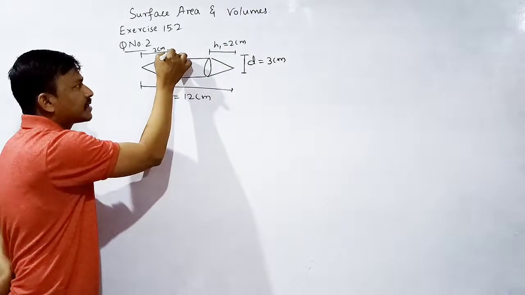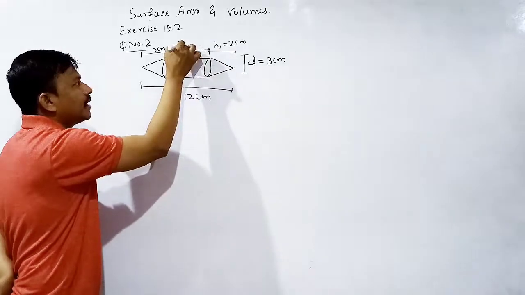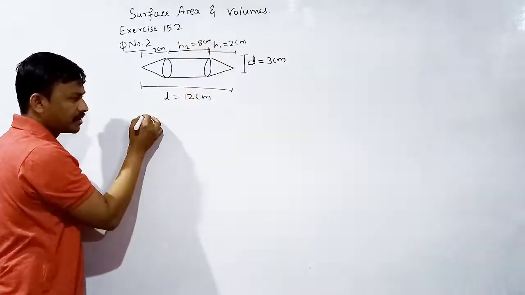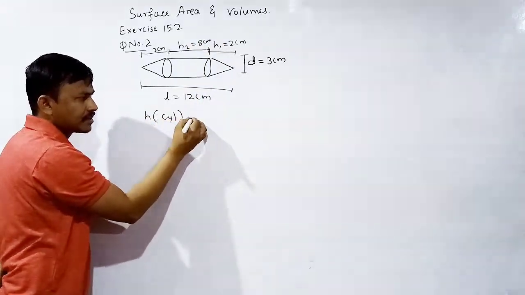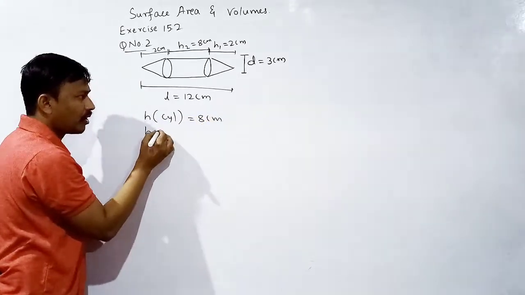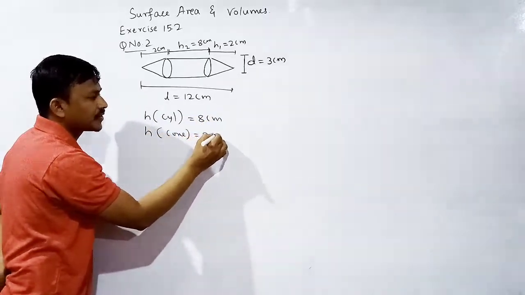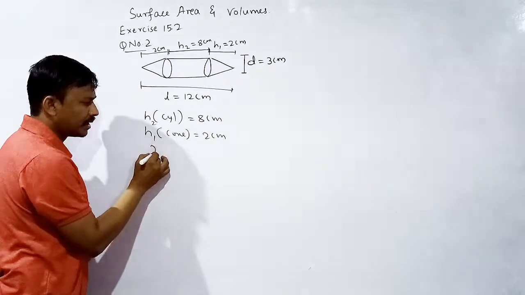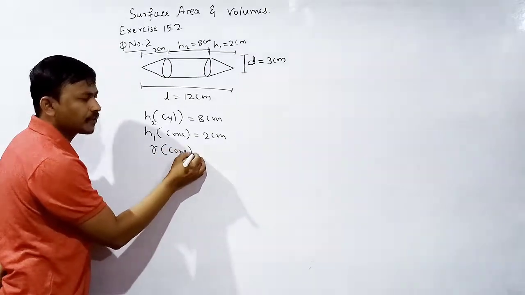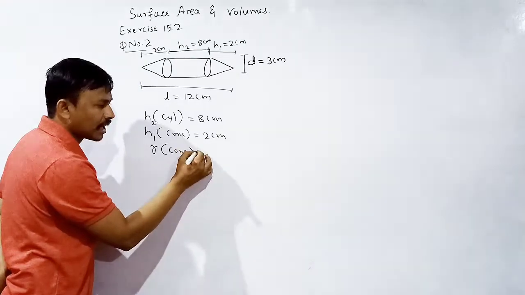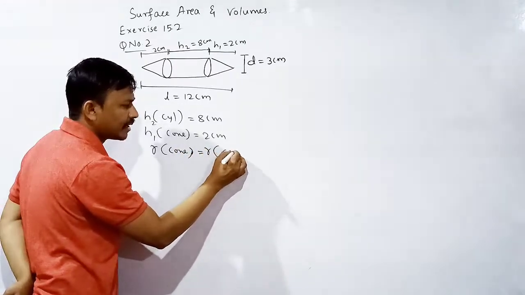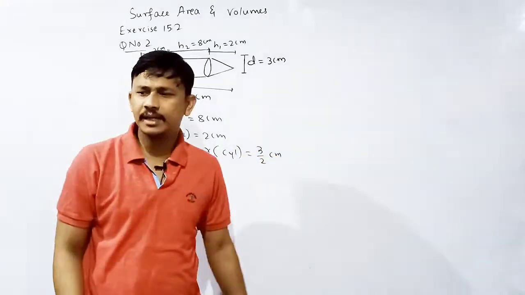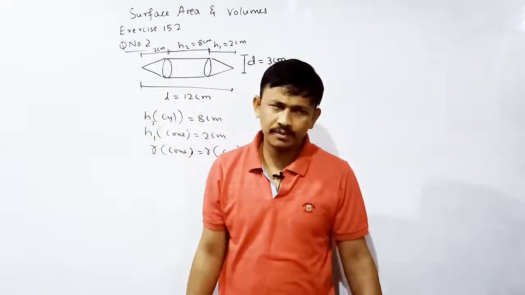That means 8 centimeter is the height of the cylinder. H2 is equal to 8 centimeter. Height of cone is equal to 2 centimeter. This is H1, this is H2. Then diameter is 3 centimeter. Then radius of cone is also equal to radius of cylinder, which is equal to 3 divided by 2 centimeter, that is 1.5 centimeter.